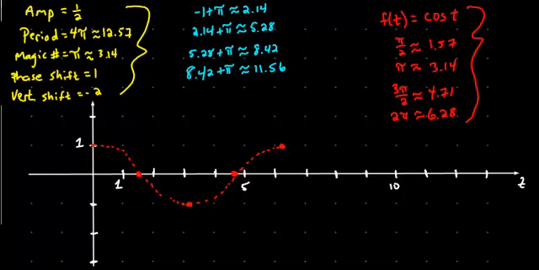Alright? The first thing I want to look at is my vertical shift of -2. So right here, vertical shift of -2. That tells me that my new t-axis is down here at -2. Okay? Next thing I'm going to look at is the phase shift.